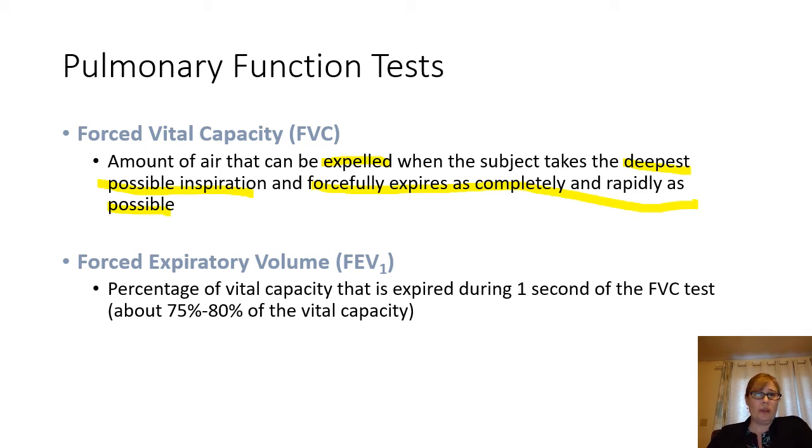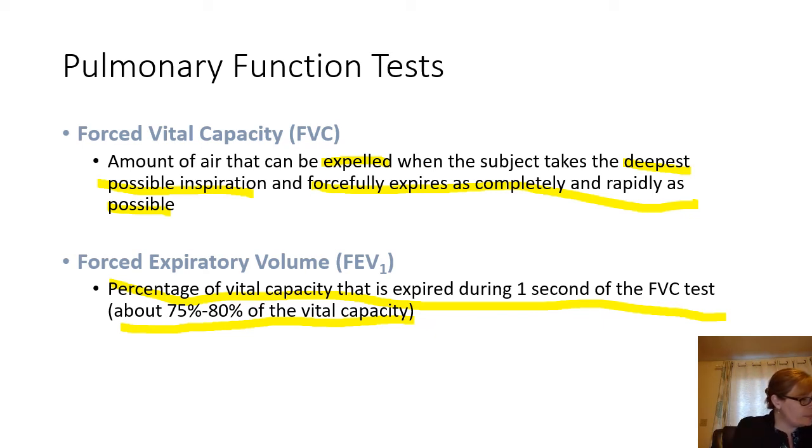Forced expiratory volume is the percentage of the vital capacity that is expired during 1 second of the forced vital capacity test. It's about 80% of vital capacity. These numbers are not there. Forced vital capacity, sorry. Okay, so my next slide is going to help with that.